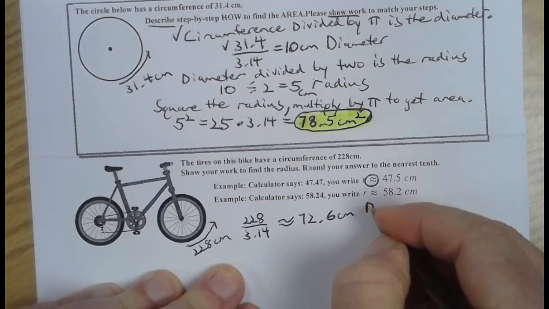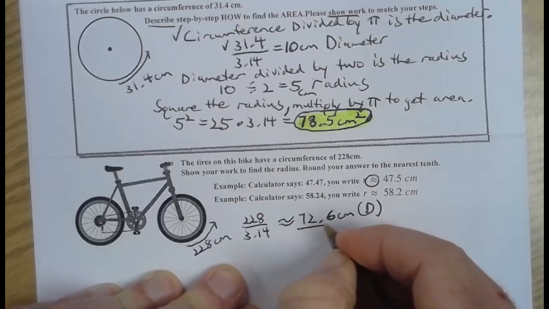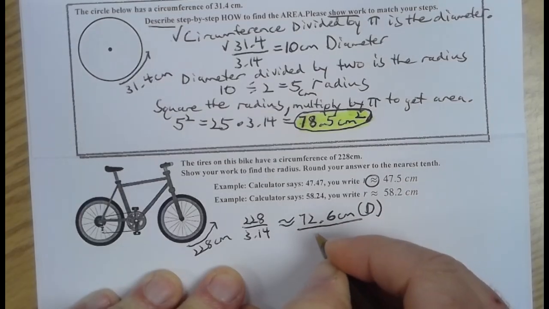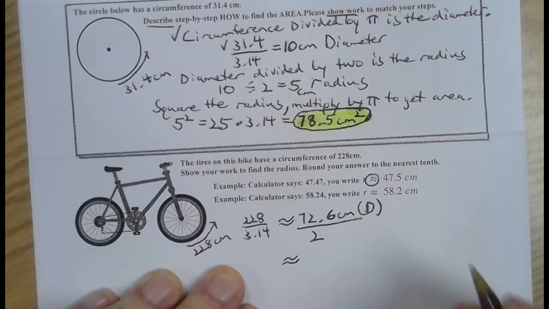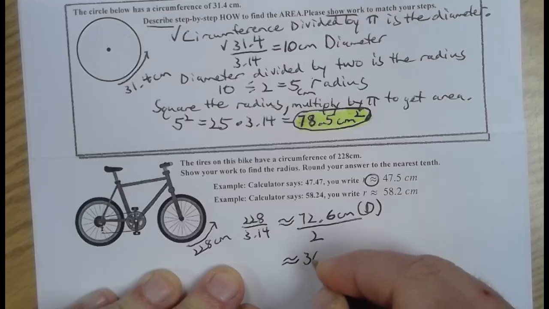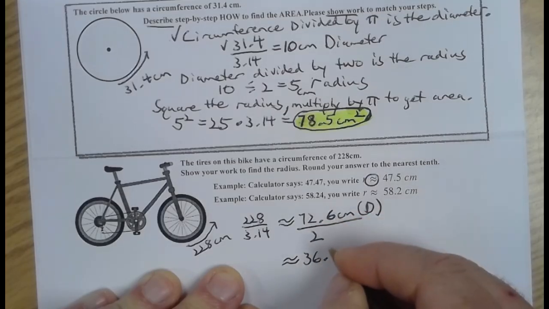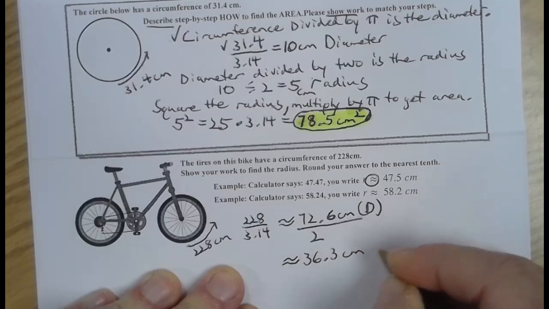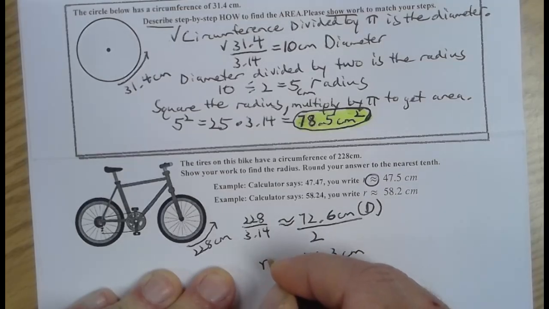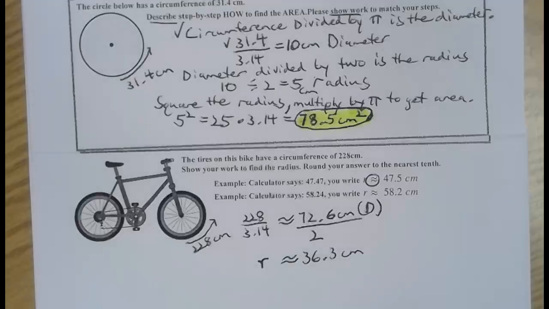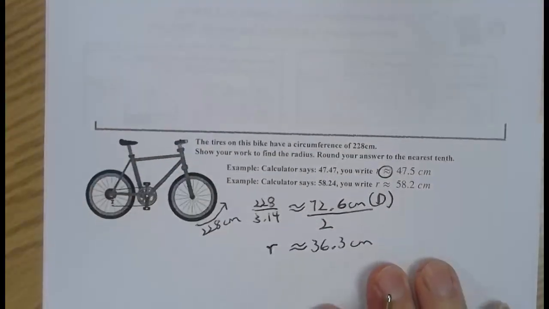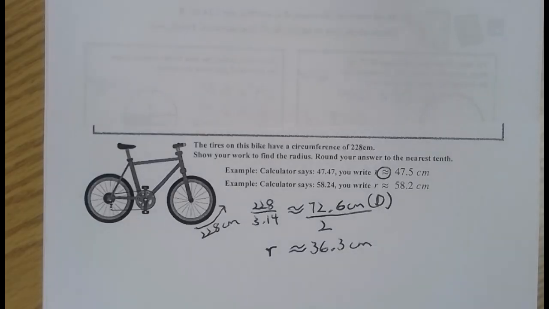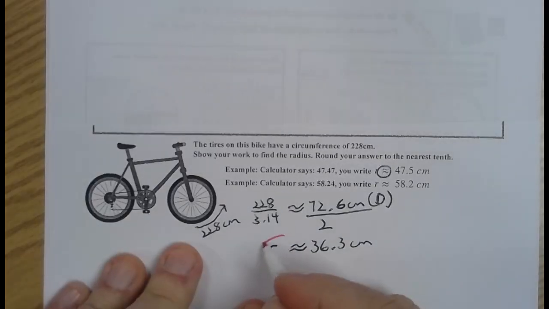That is the diameter. So I'm going to cut that in half to get the radius, which is going to be 36. Half of 72 is 36. Half of 6 is 3. And that is the radius. Not bad. Did that whole test and with good explanations, I hope. I'm going to give that a red circle.